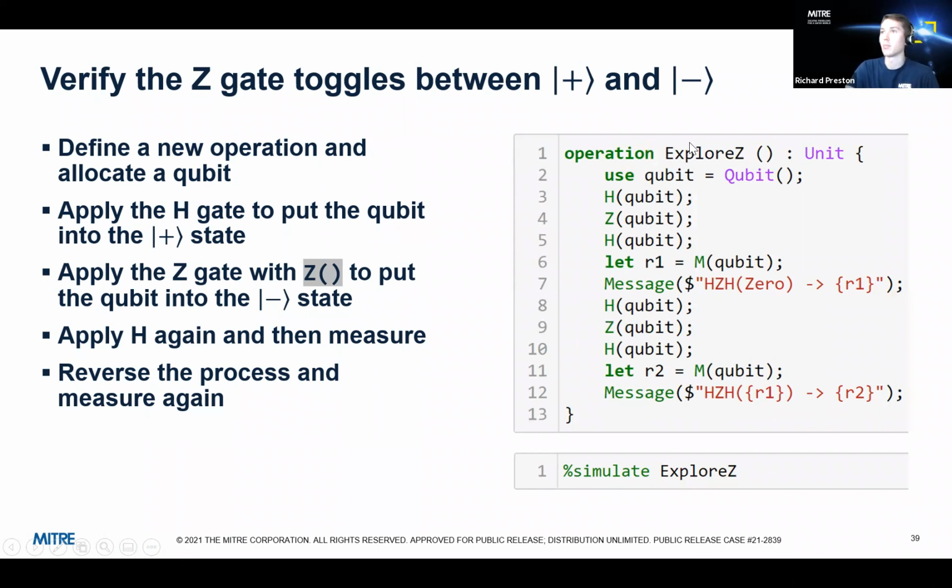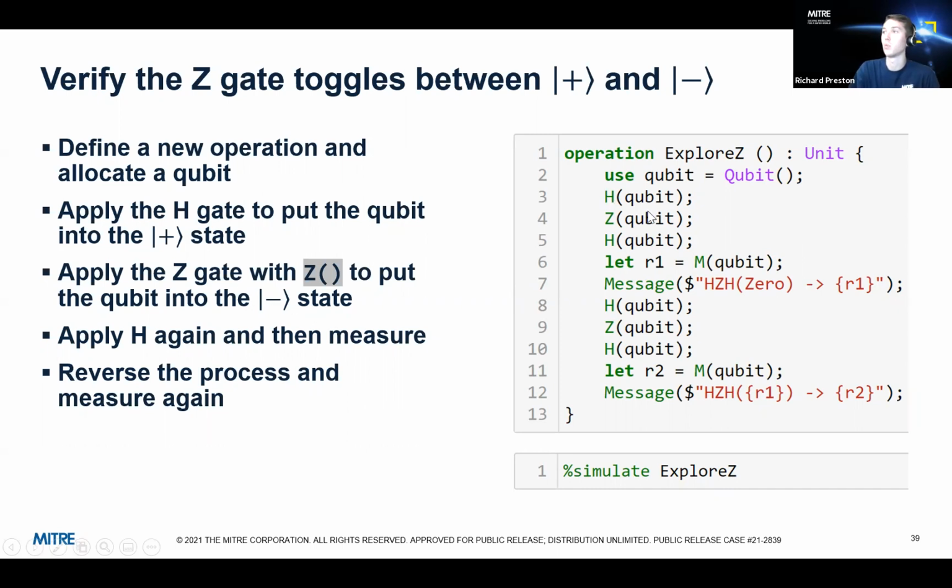So we're defining a new operation, allocating a qubit, just like we have been. And then we're going to do something a little bit weird. We're going to apply H and then Z and then H again. The reason why we're going to do that is because the H gate is going to put the qubit into the plus state. The Z gate is going to put it into the minus state, because remember the Z toggles between plus and minus. And then the H gate is going to take the minus and hopefully put it into a 1.